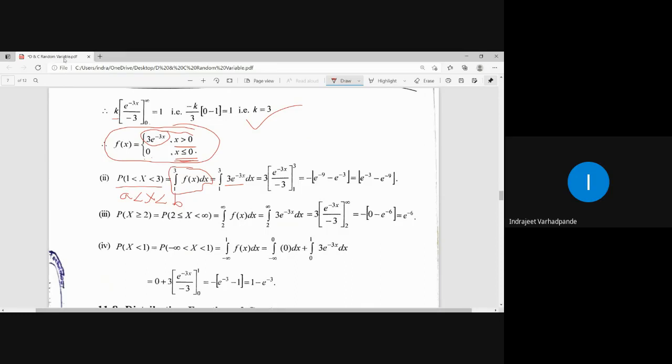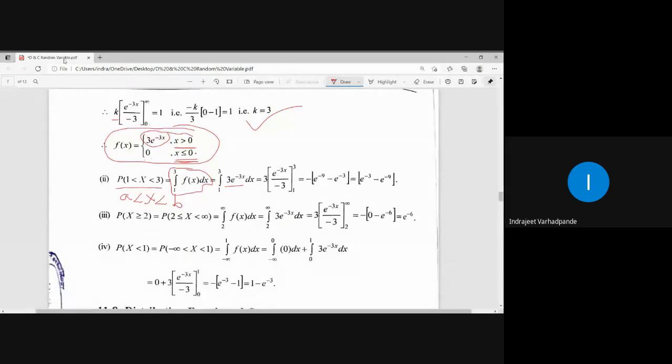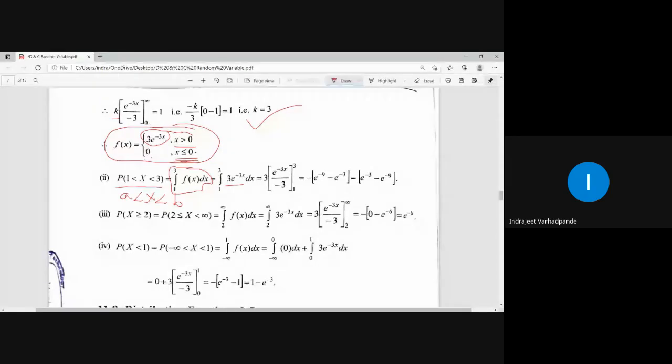What is the integration of e to the power minus 3x? It is e to the power minus 3x upon minus 3. Substitute the limits. 3 threes are 9. It will be e to the power minus 9, e to the power minus 3. That is how the final answer will look. Keep it as it is. Clear?